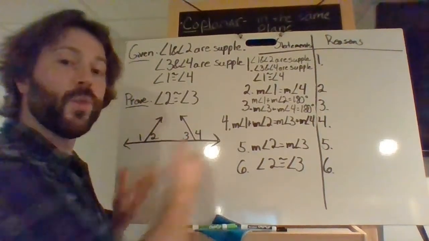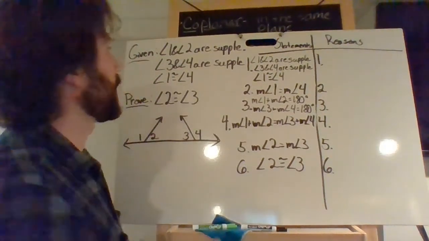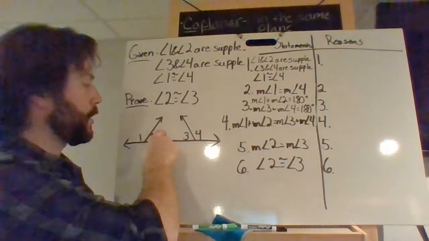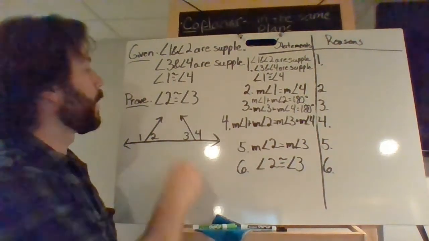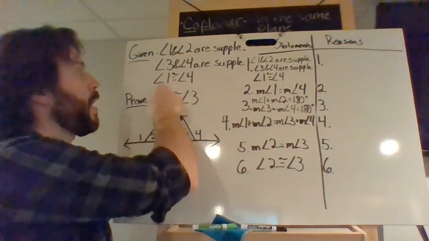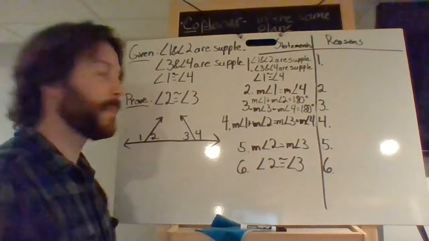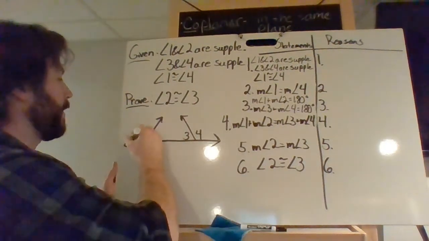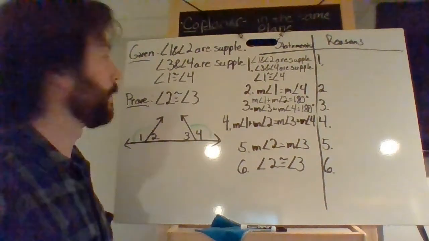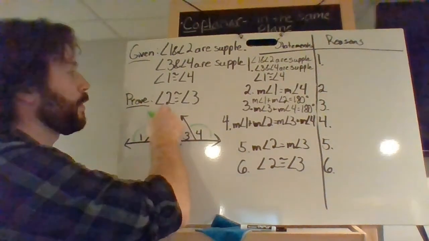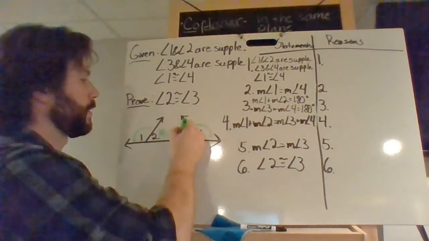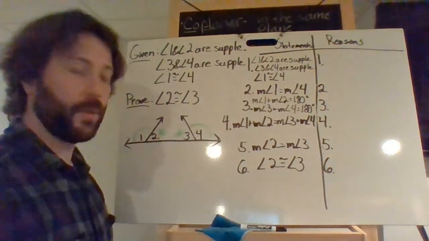Now in this one, we do have a diagram, so we'll see how that helps us out here. We have that angle 1 and 2 are supplementary. We have angles 3 and 4 are also supplementary, and we have angle 1 is congruent to angle 4. Now that seems important, so I'm going to put that on the diagram. Angle 1 and angle 4 are congruent. Okay, and I want to prove that angle 2 and angle 3 are congruent. So I'm going to star those so those stand out a little bit.